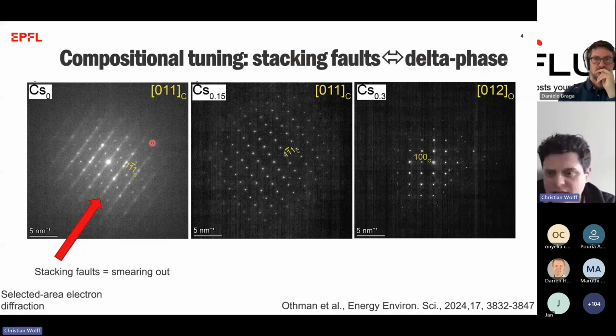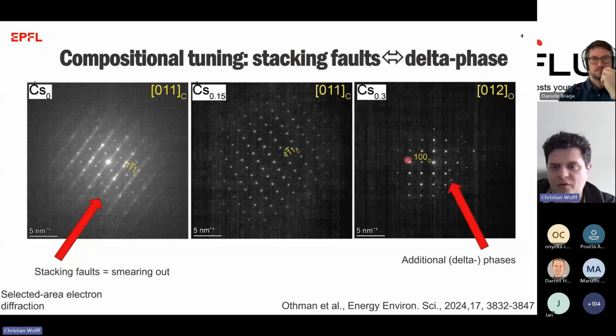In addition to that, you can sometimes see that you have almost a perfect squarey shape, but every now and then there is something that is off shape. So you can have additional phases. And in this particular case, we realized that you can index these phases relatively easily through their reciprocal distance. And there we realized that this is a delta phase, a specific one, namely the one of cesium lead triiodide.